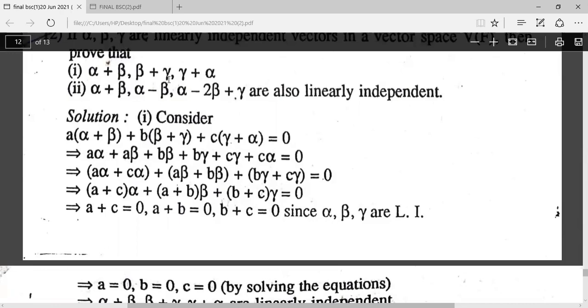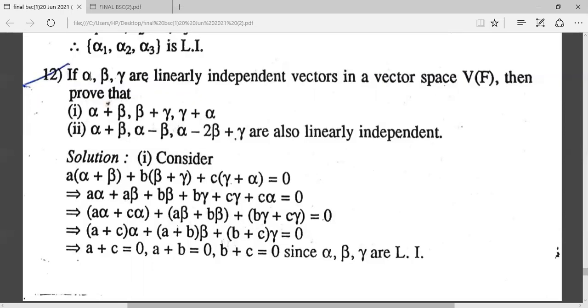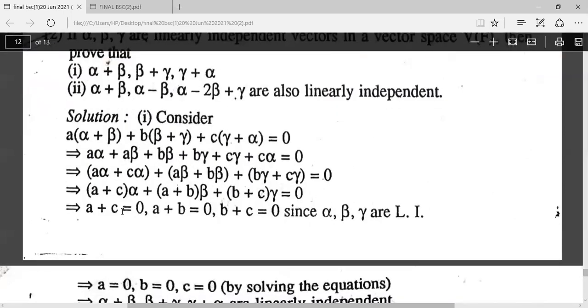But what is given there? Alpha, beta, gamma are linearly independent. If alpha, beta, gamma are linearly independent, then taking the linear combination C1 alpha plus C2 beta plus C3 gamma, C1, C2, C3 all three must be 0, because it is linearly independent. Now we have the same form here.